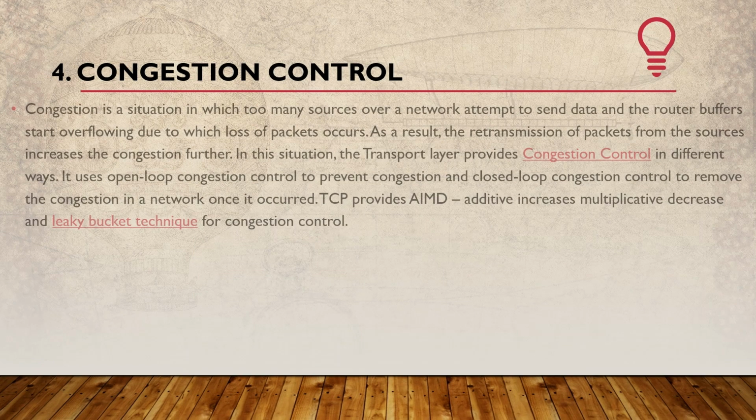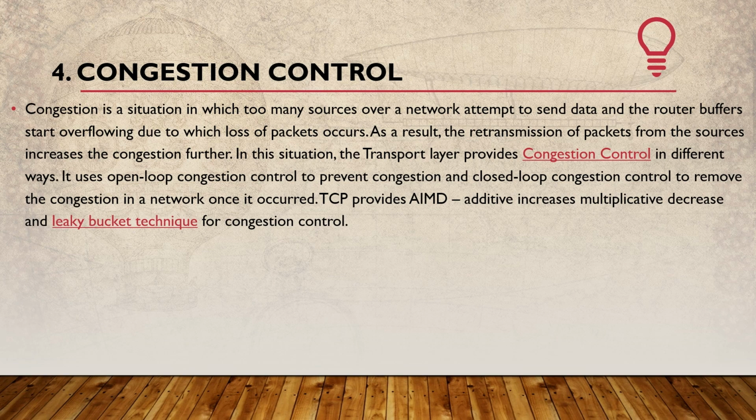And then congestion control. Congestion is a situation in which too many sources over a network attempt to send data and router buffers start overflowing, due to which loss of packets occurs. As a result, retransmission of packets from the sources increases the congestion further. See, when packet loss happens, it will try to retransmit again, and that again increases the congestion. So the transport layer provides congestion control in different ways.